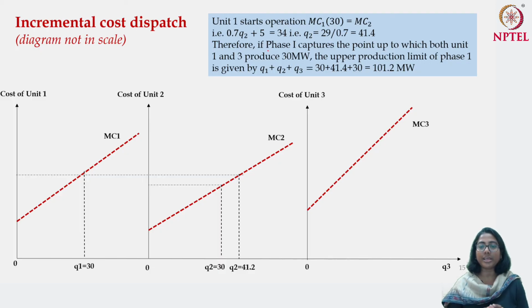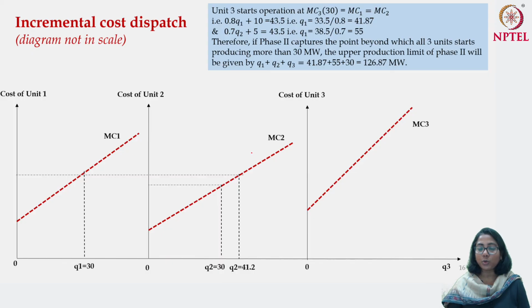Now if you think about the first phase, which gives you the point up to which units 1 and 3 produce only 30 megawatt, the upper production limit of phase 1 is given by Q1 plus Q2 plus Q3, which is 30 plus 41.4 plus 30. That is 30 from the first unit, 41.4 from the second unit, and 30 from the third unit. So the total production is 101.2 megawatt. Even if you are producing at this point, it gives you only 101.2 megawatt, so you are left with almost 99 megawatt. Now who will produce this 99 megawatt?